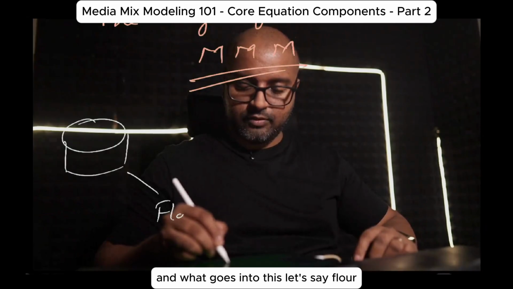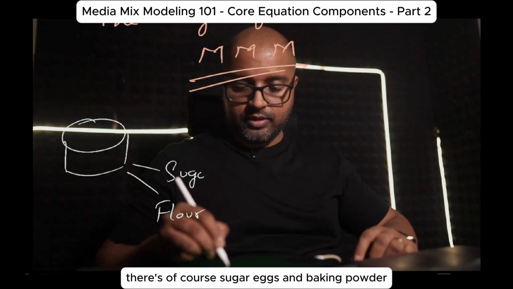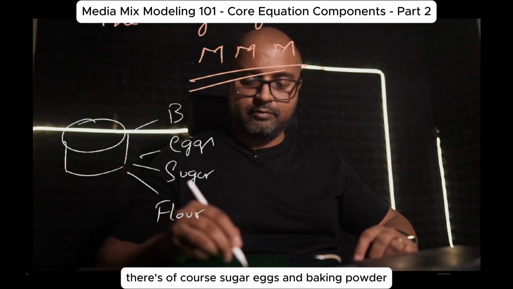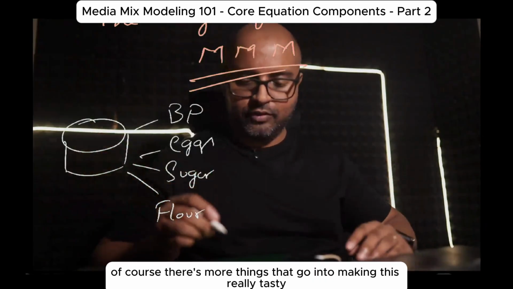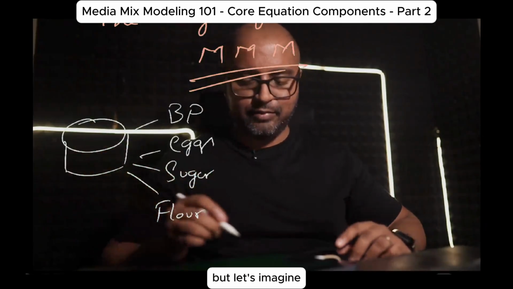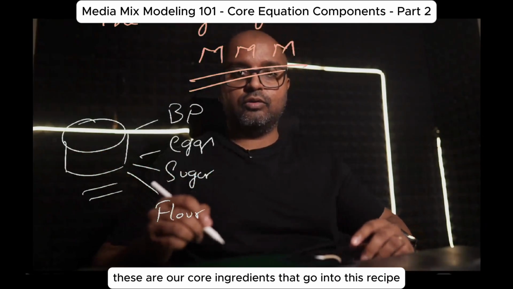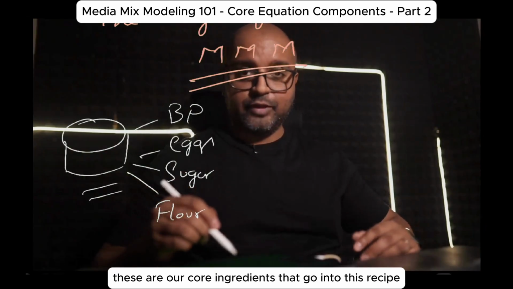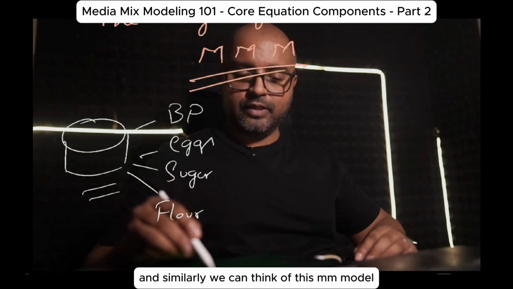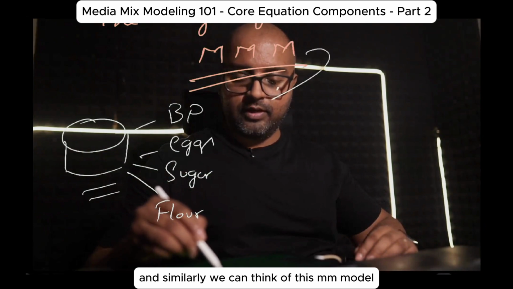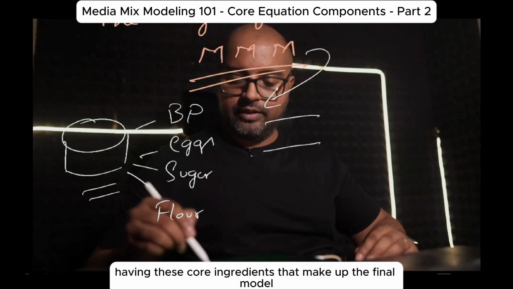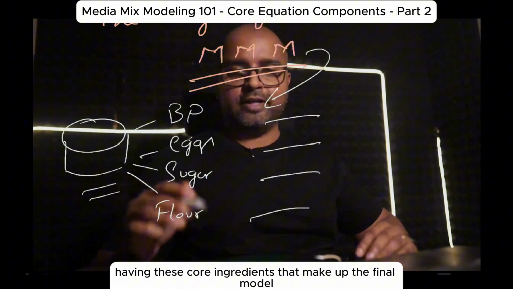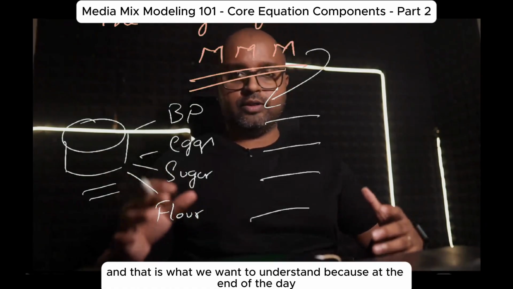Let's say flour, there's of course sugar, eggs, and baking powder. Of course, there's more things that go into making this really tasty, but let's imagine these are our core ingredients that go into this recipe. And similarly, we can think of this MMM model having these core ingredients that make up the final model. And that is what we want to understand.